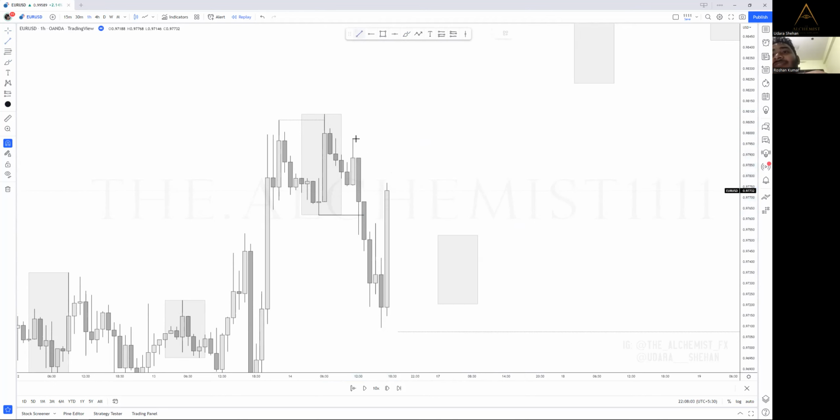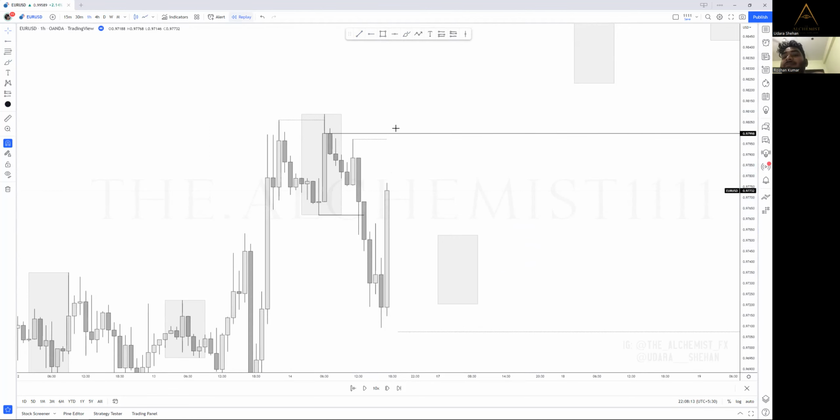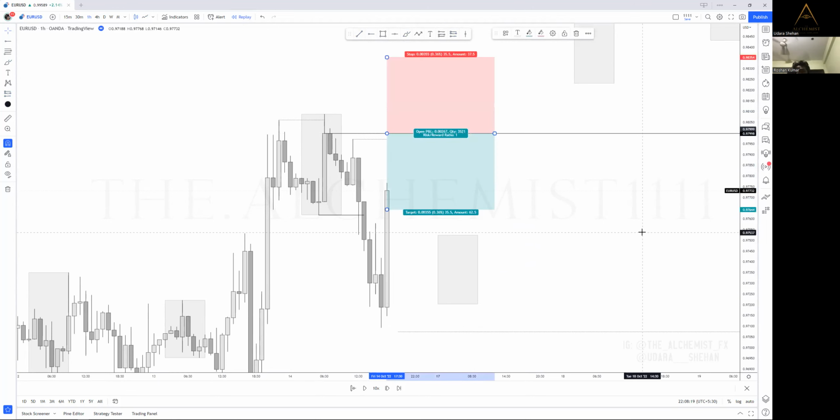No. This is internal range liquidity. And what do we have above it? A resistance, a strong one. Why? Because it is on a strong high and it has some major liquidity sitting below it. So look at this. This is how you could have traded news. Sell. We can sell it.